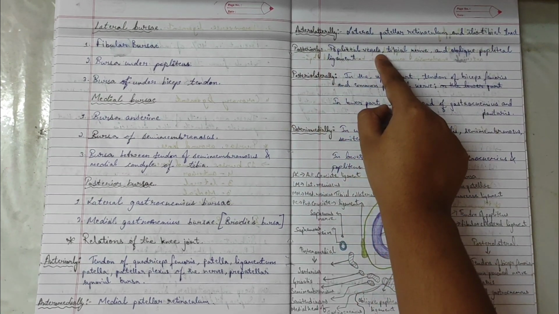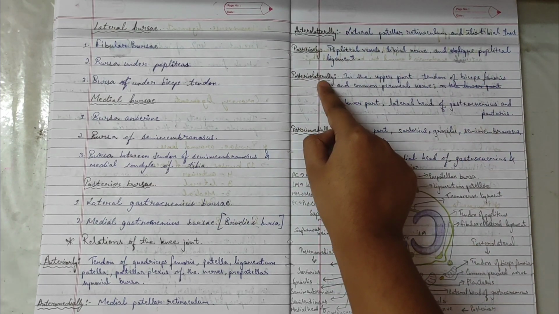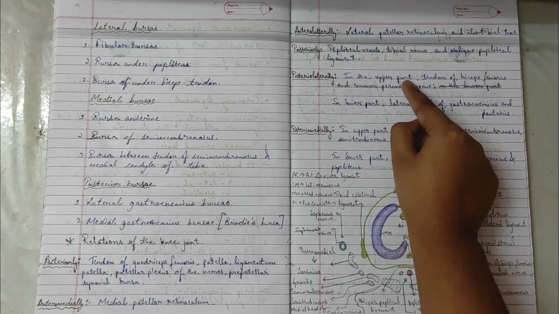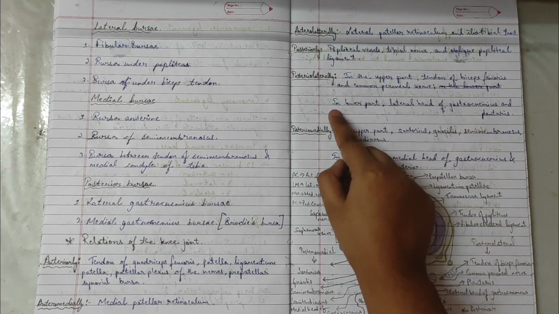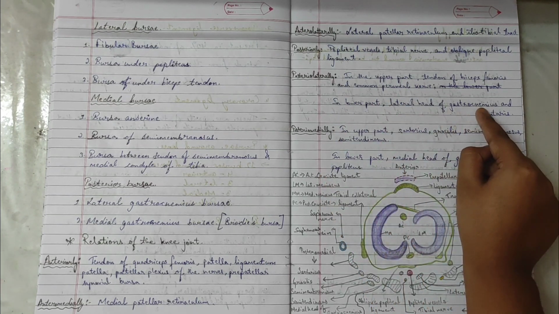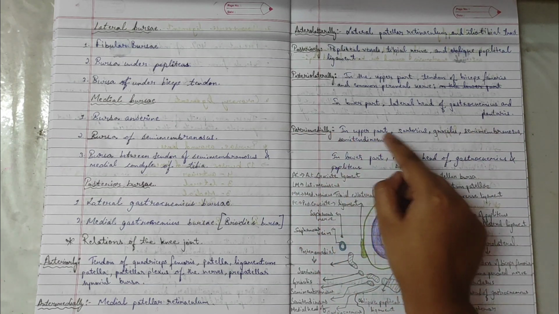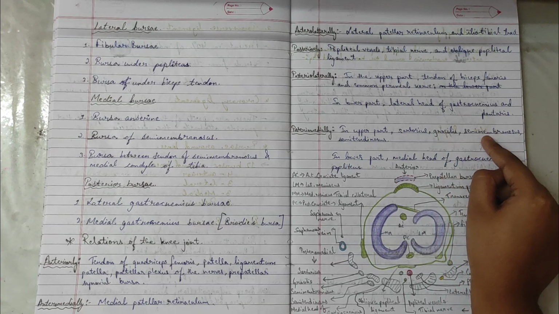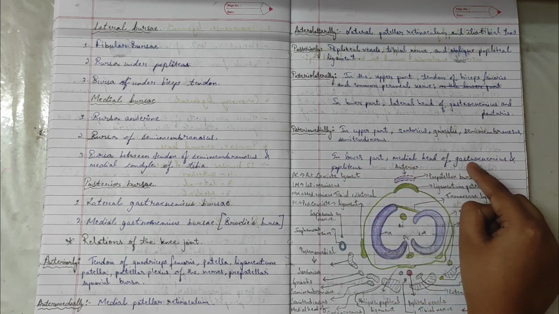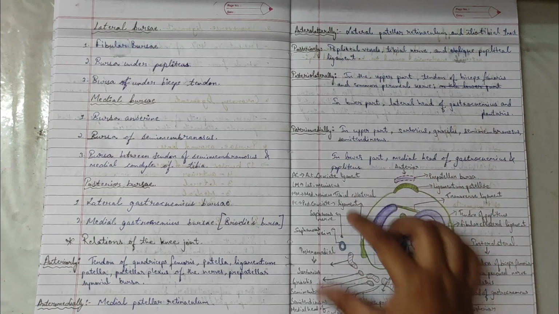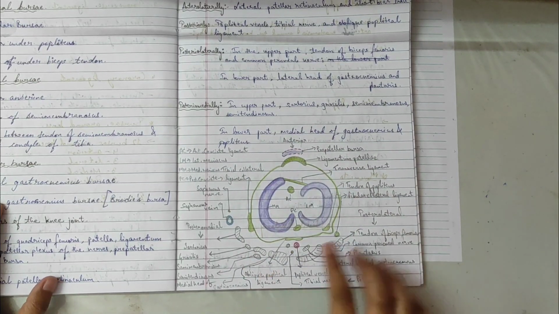Posteriorly, popliteal vessels, tibial nerve and oblique popliteal ligament. Posterolaterally, in the upper part, tendon of biceps femoris and common peroneal nerve. In the lower part, lateral head of gastrocnemius and plantaris. Posteromedially, in upper part, sartorius, gracilis, semimembranosus and semitendinosus. In lower part, medial head of gastrocnemius and popliteus. So this is the diagram of the relations.